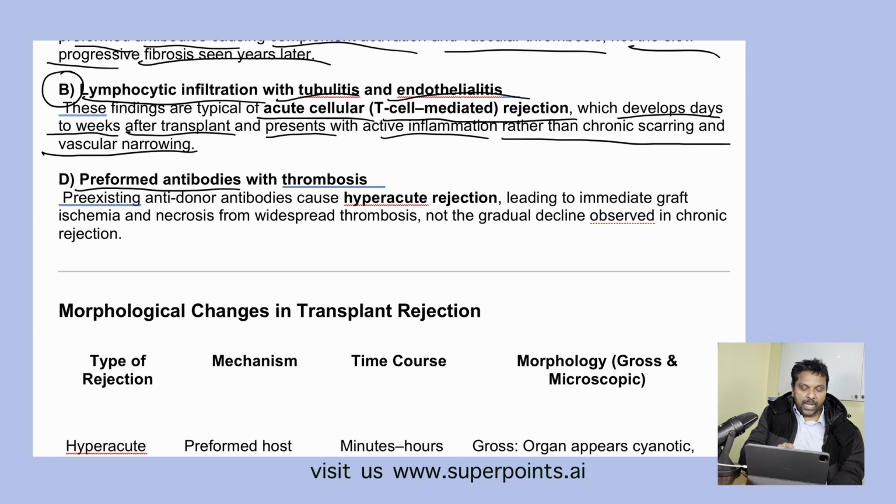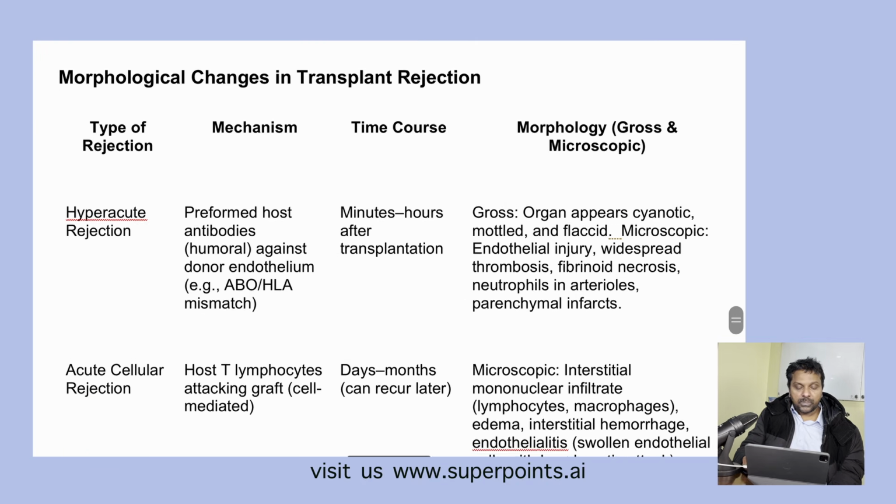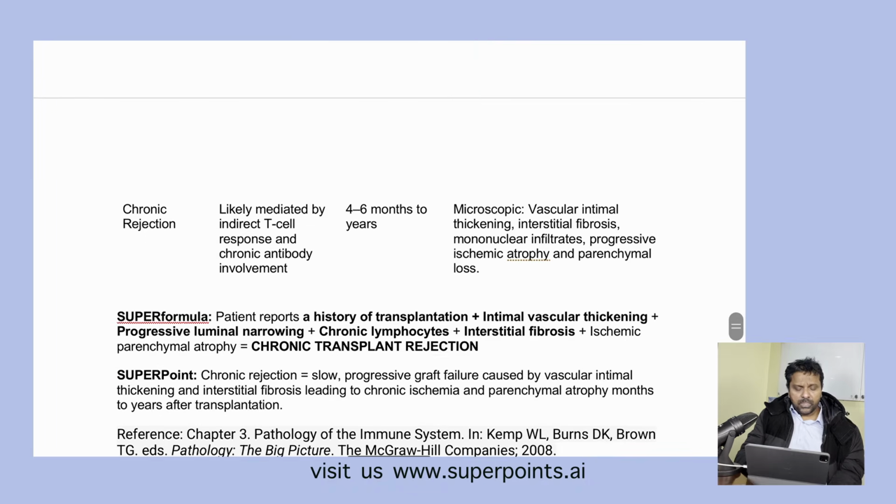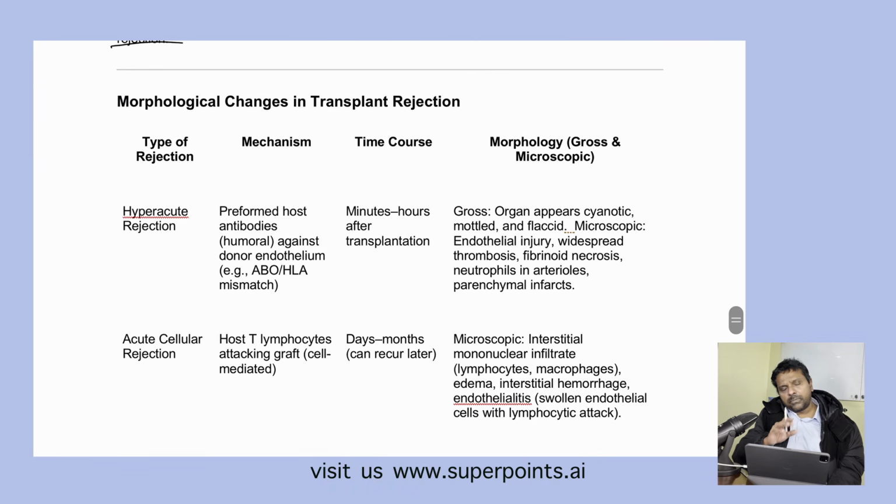Then D, preformed antibodies with thrombosis. Pre-existing anti-donor antibodies cause hyperacute rejection, leading to immediate graft ischemia and necrosis from widespread thrombosis, not the gradual decline observed in chronic rejection. So, with these transplant rejections, remember important things about every reaction.